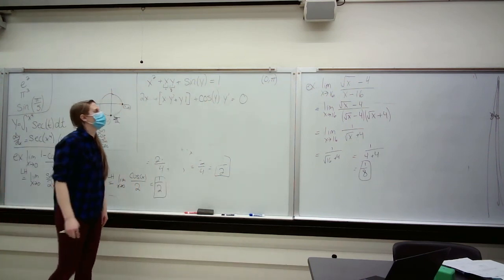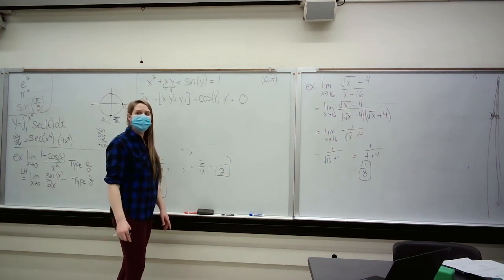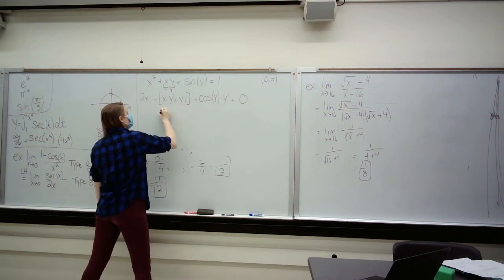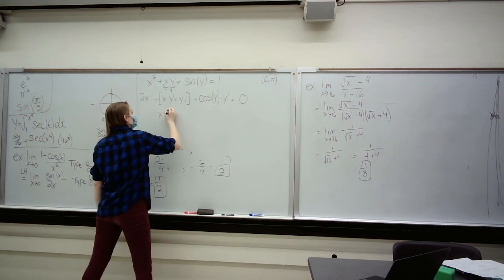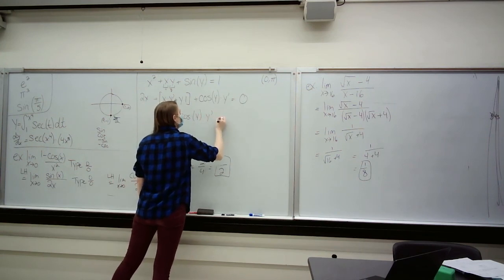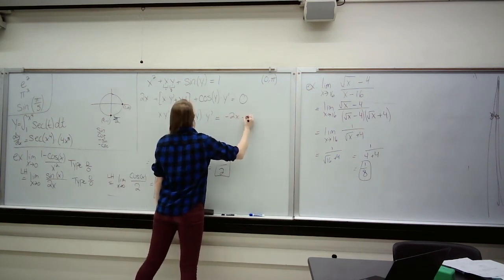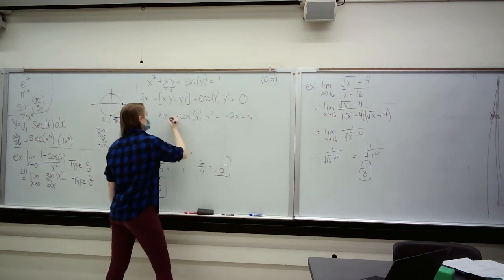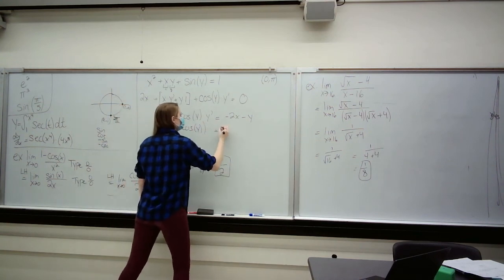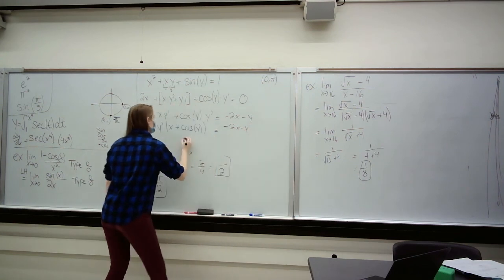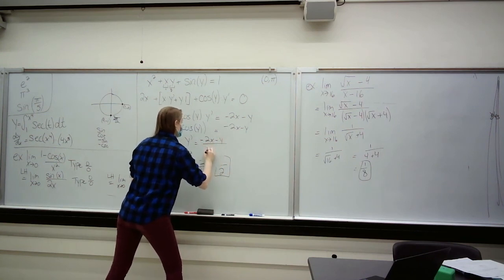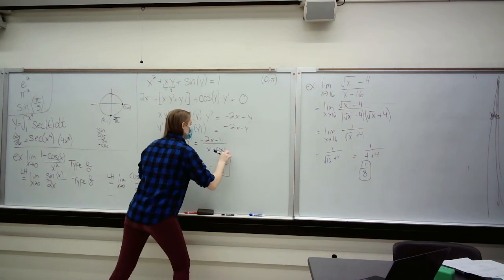What would you move to the right side in this? When you're solving, you move over to the other side. So okay, yeah, let's just finish this real quick. I'm keeping all my y primes on this side, so x y prime plus cosine y times y prime equals, I'm going to move over my 2x minus y. So now I'm going to pull out a y prime, so x plus cosine of y equals minus 2x minus y, so y prime is equal to minus 2x minus y over x plus cosine of y.